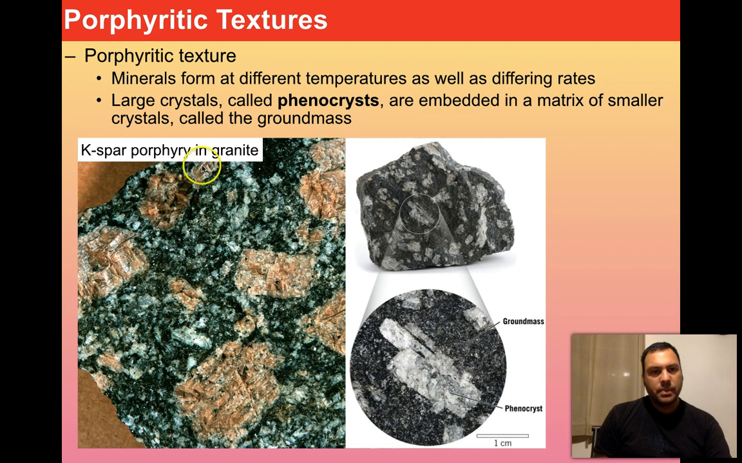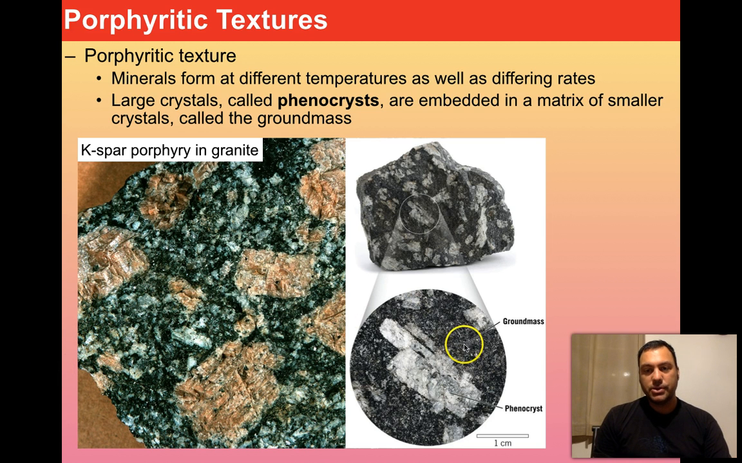I guess there's some, but this is a K-spar porphyry in granite. So here we see the granite, the albite, and probably quartz would presumably be in here, some hornblende, and then these giant K-spar crystals in here. Well, that tells us something about what started forming first in this magma chamber when the crystallization was occurring. It means we had nice, happy, healthy K-spar crystals that were forming, and the other stuff started forming much later, or at least came into existence in the magma chamber much later.